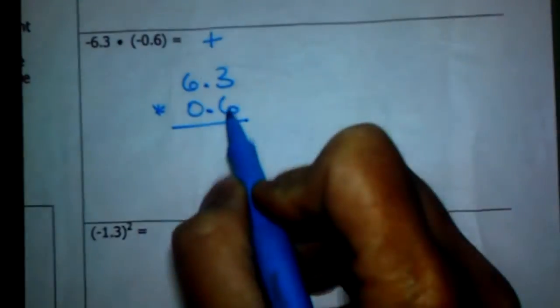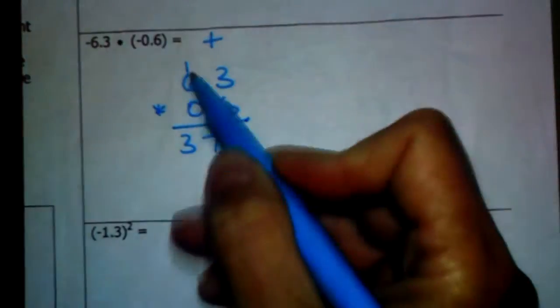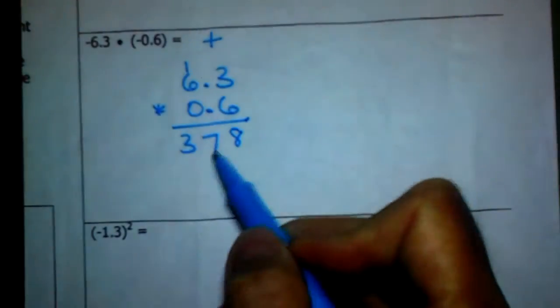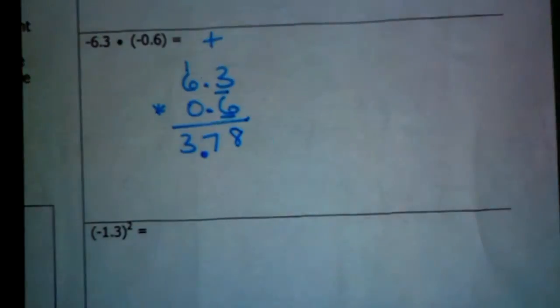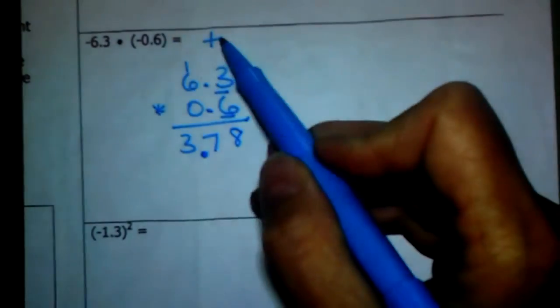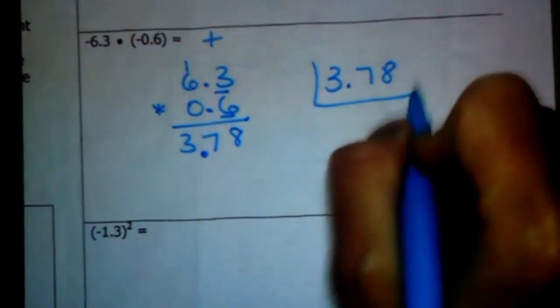Okay, 6 times 3, 18. 6 times 6 is 36, plus 1 is 37. When you multiply 0 through, it's just going to be a bunch of zeros, and if you add 0 to that, it's going to be that, so you don't need to go through all of that. We have 2 digits behind the decimal point in this. That means my solution needs to have 2 digits behind the decimal point. We said our result was going to be positive because we're multiplying 2 negatives, so 3 7/8 is our solution.